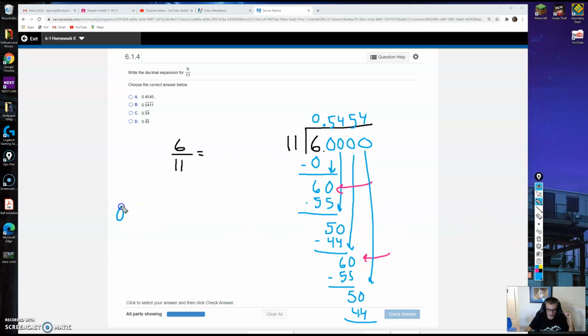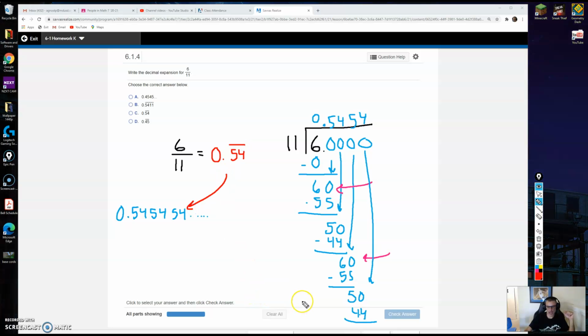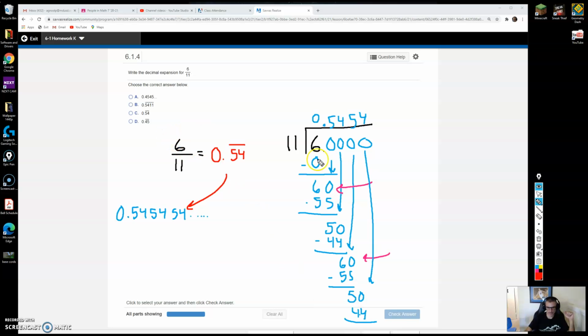I have 0.5454 and so on, and this pattern is going to continue forever. So when you're putting your little line over your decimal, you have to put it over the entire part that repeats. So I would write this as 0.54 and then put a line over both the 5 and the 4. That tells me we have a pattern that looks like this. So I look at my answers here, choice C. Got it.